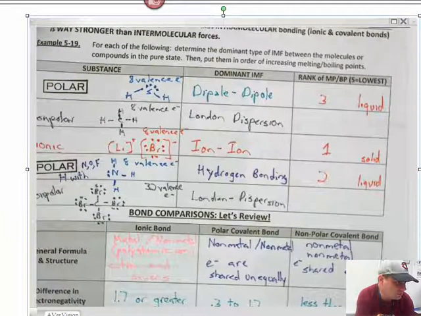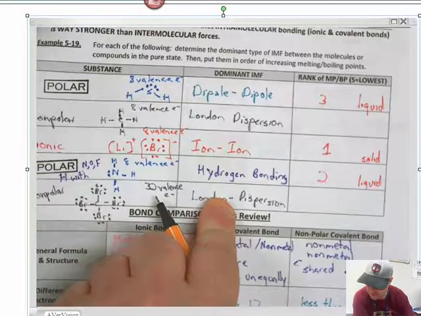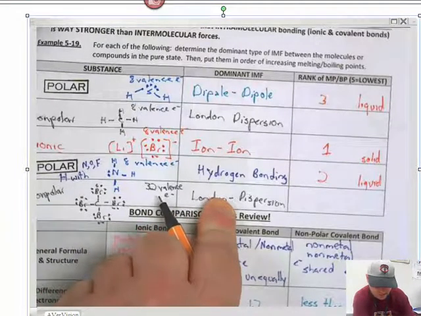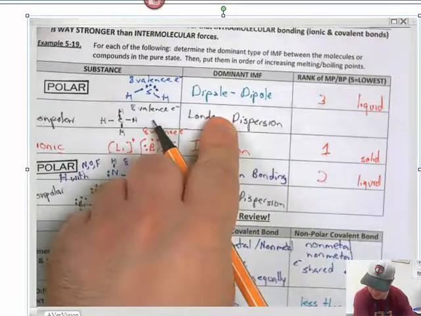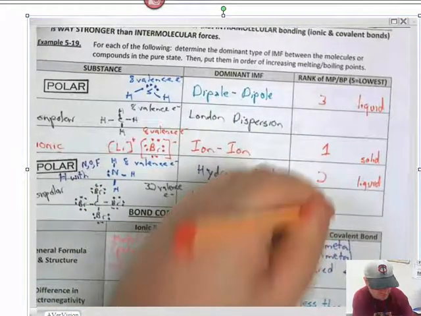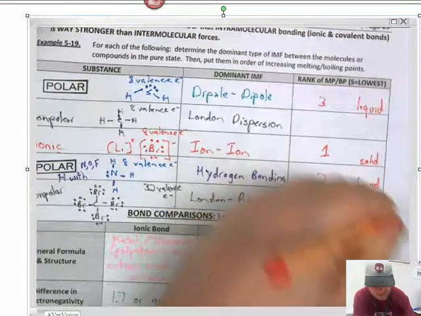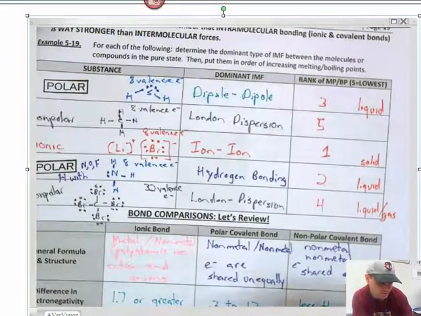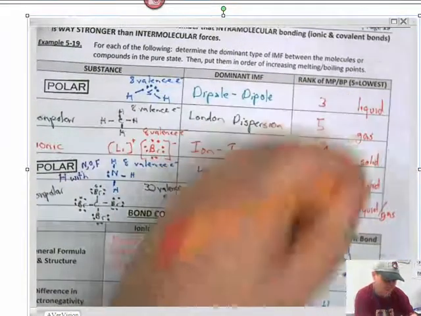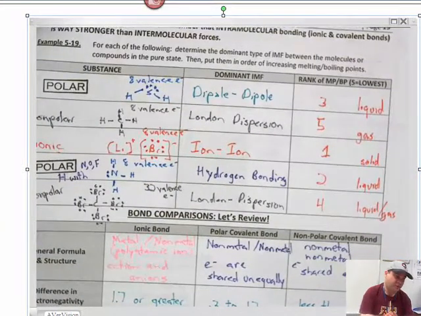Then we have to do the molar mass thing to determine 4 and 5. This one has the higher molar mass, which means it is stronger than that one, because this is bigger. So this is going to be 4. I still think this is a liquid in real life. It might be a gas, liquid or gas. I don't know off the top of my head. And number 5, CH4 is definitely a gas. If it has the smaller molar mass, it is weaker than the one with the bigger molar mass.